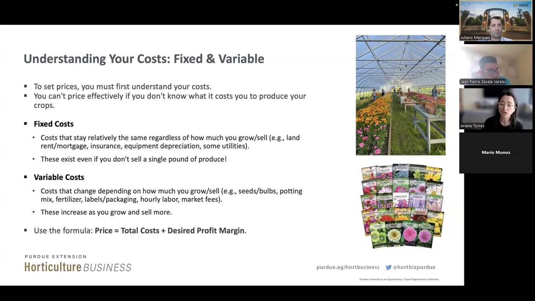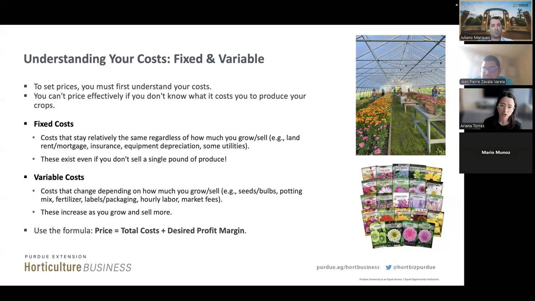So if we're looking into the cost, we have fixed costs, which are the things that you're going to pay for regardless of the production. So let's say you buy a greenhouse and you have a loan. You have to pay for that loan regardless. You purchase a tractor, a fee at the farmer's market, or any equipment that you may have. Those are things that you have to pay at the end of the month or at the end of the year.